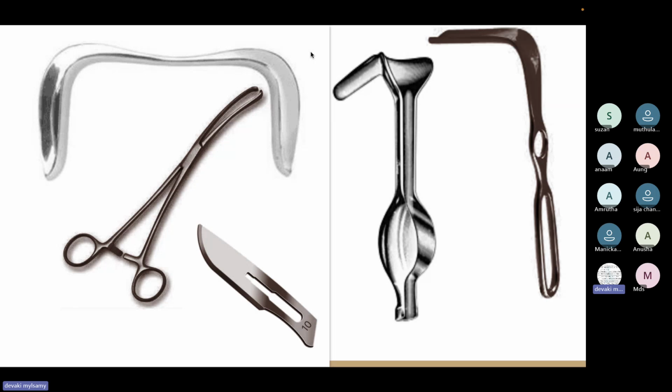Anybody wants to comment? Then we can go through the answer key. Madam, I just wanted to clarify one thing. McCall's culdoplasty is to prevent an enterocele in the future, right? Yes. And vault suspension is different from McCall's culdoplasty, right?